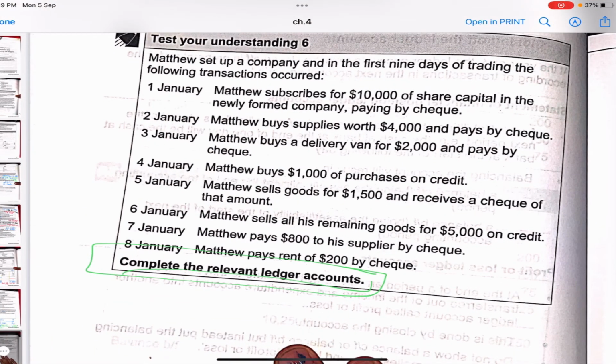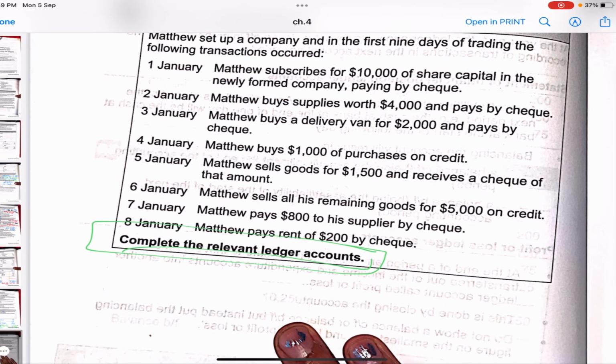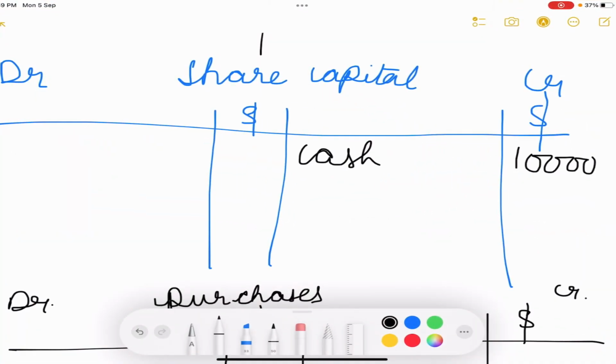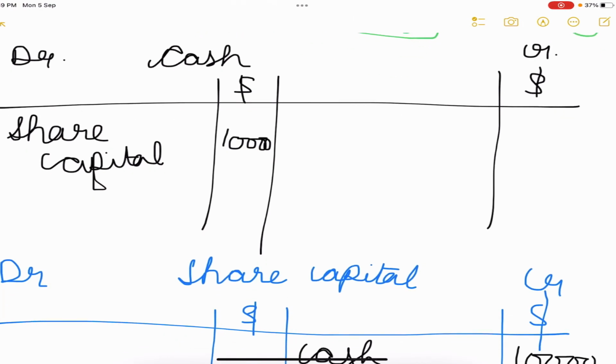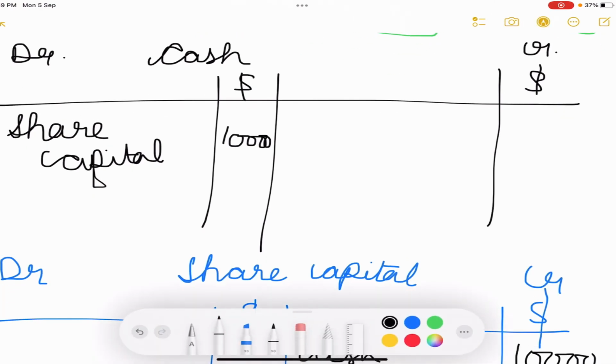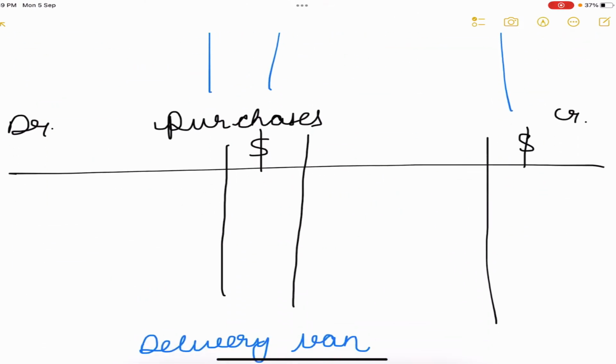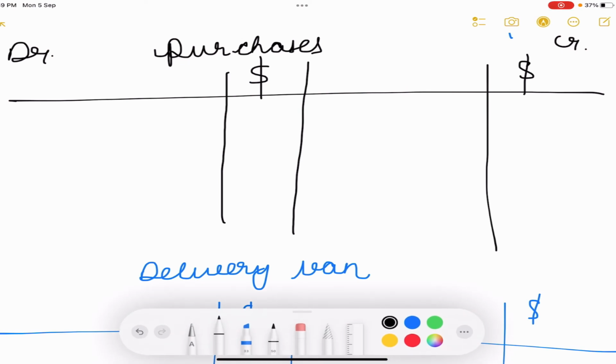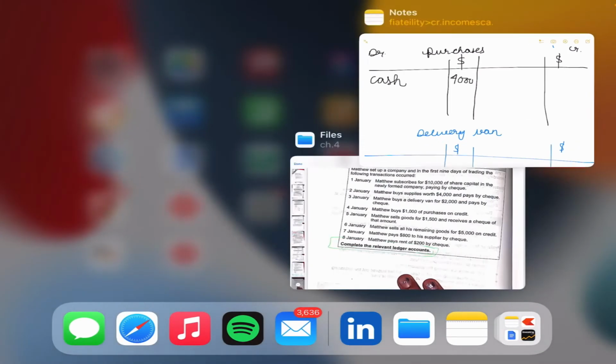Matthew buys supplies worth 4,000 and pays by check. Pays by check, right? So this is purchases to cash. So we have purchases of 4,000 and we have cash, which is nothing but 4,000. Okay, let's go to the next part.